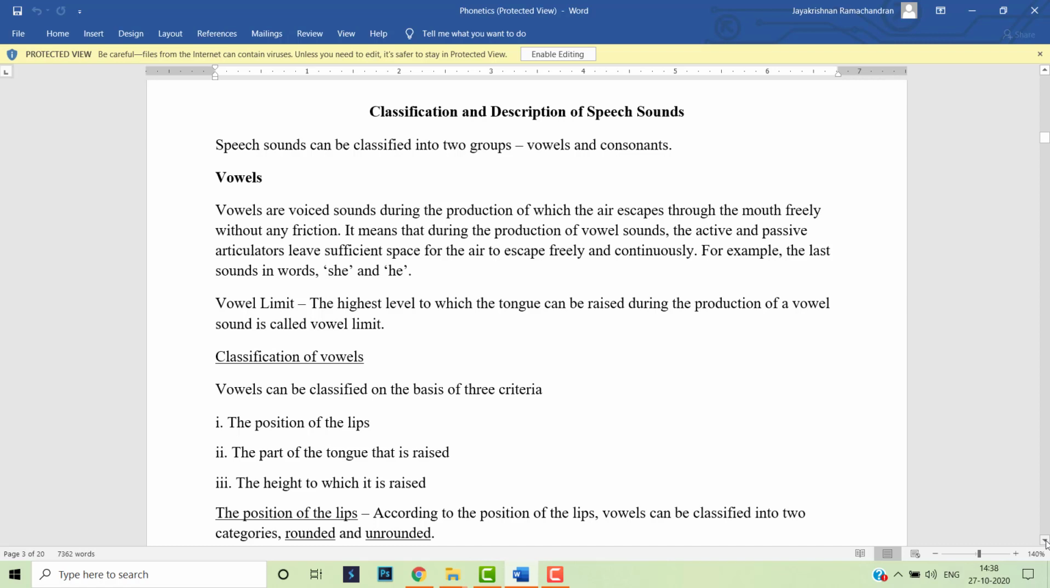Okay. Now vowel limit. The highest level to which the tongue can be raised during the production of a vowel sound is called vowel limit. When we say d or t sounds, you know that the tongue is raised. Not only raised, it touches your alveolar ridge or your hard palate. Anyway, it touches the roof of your mouth.